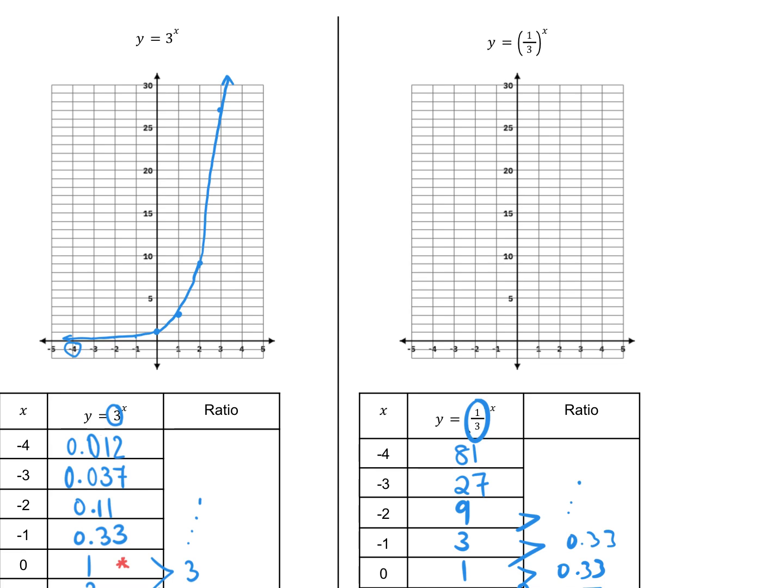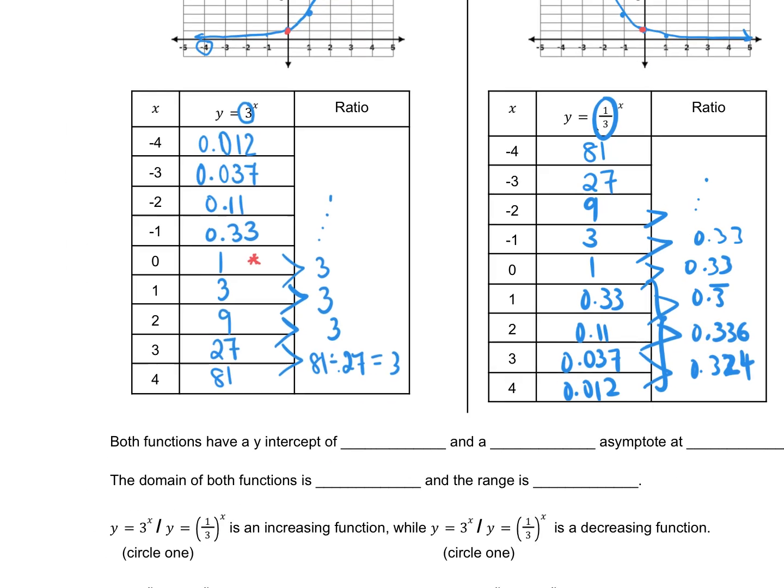So for -4, we were at 81, which is not on our page. At -3, we're at 27. At -2, we're at 9. Then 3, then 1, then a third, then closer and closer to the x-axis. But again, never actually touching it or passing through it. And once again, the y-intercept is 1 in both cases.